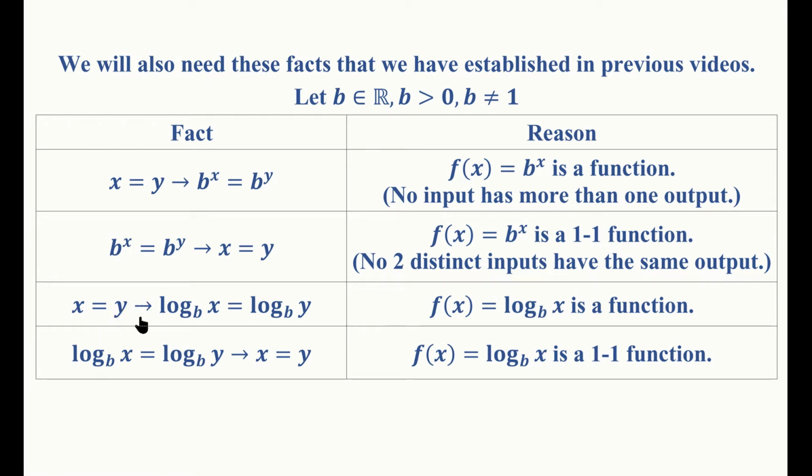Same here with the logarithmic function. If you have two equal inputs, the outputs of the log will be equal, obviously, because the logarithmic function is, after all, a function. And if you have two equal outputs of the logarithmic function, then the inputs must have been the same. This has to do with the fact that it is, of course, 1-to-1.